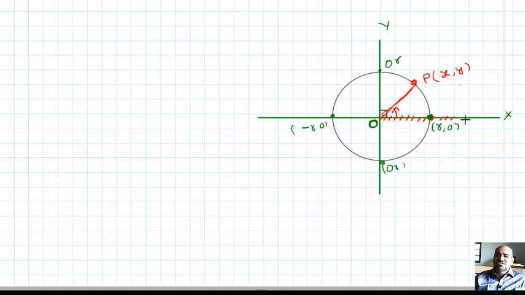Actually, P's position is on the x axis initially, and at that time you can say that there is no angle between the initial arm and the terminal arm. After rotating, the position of P is here. Now you can say that there is an angle. The angle is POA. Let it be theta. Since the rotation is in the anti-clockwise direction, that's why the angle is positive.